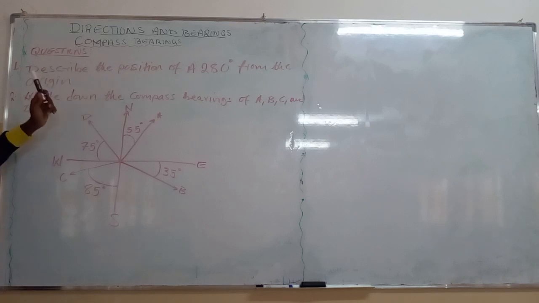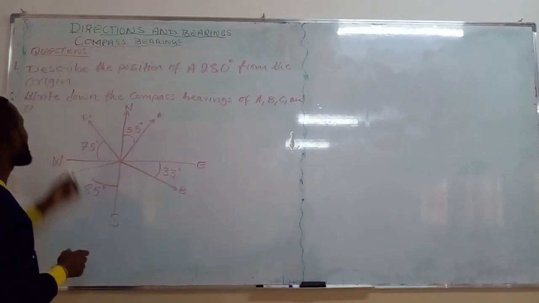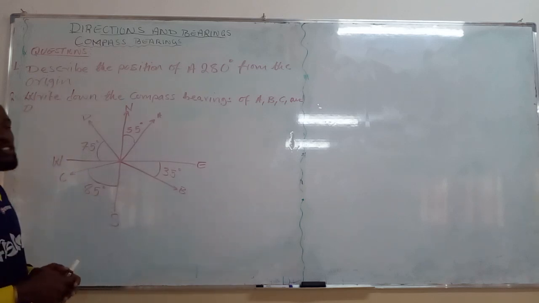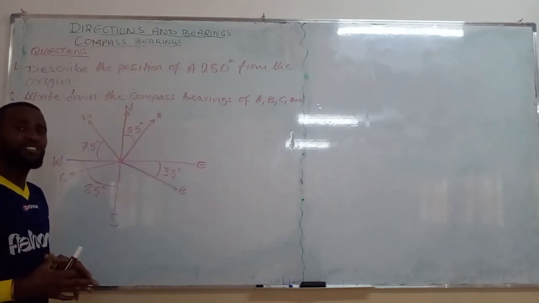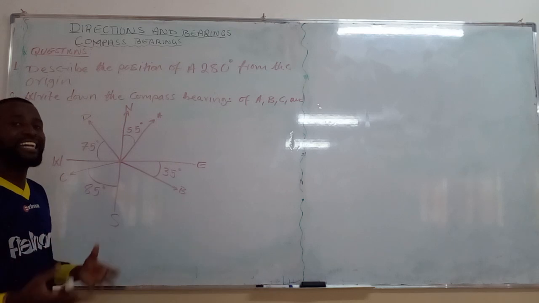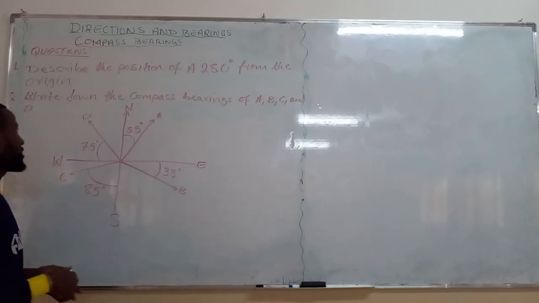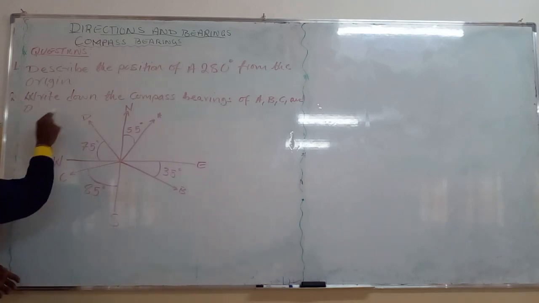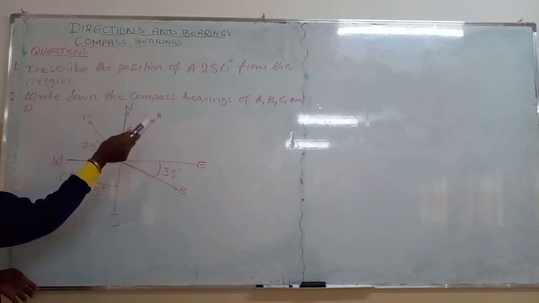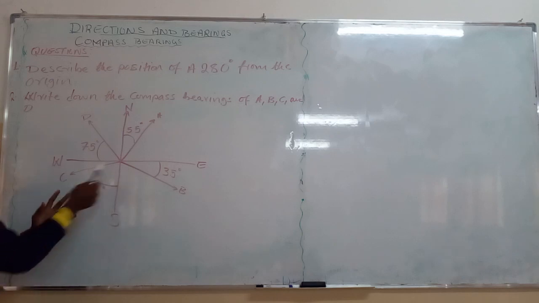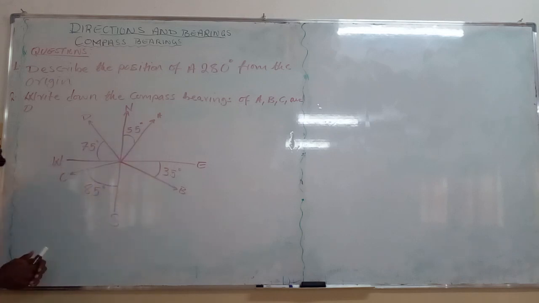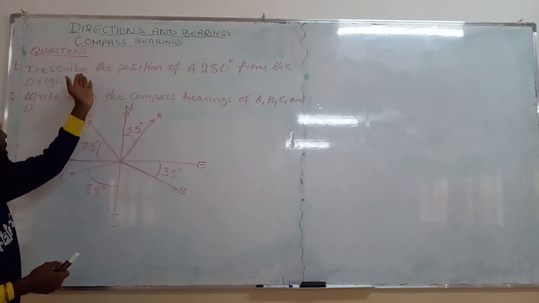Compass bearing questions. Question number one: describe the position of A, 280 degrees from the origin. So when they say describe, it means that you are not just going to name, but you need to describe how you are going to name the position A. Write down the compass bearings of A, B, C, and D. This is a diagram, so you need to write down these points which are given there. And now, look at this one, describing.